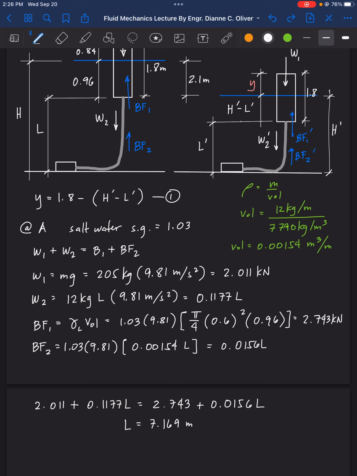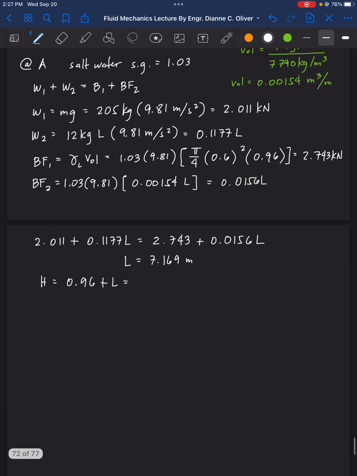So now we have the value of L. We can have the value of H. So H is equal to 0.96 plus L, and that is equal to 0.96 plus 7.169. So H is now equal to 8.129 meters. So that's the value of H.